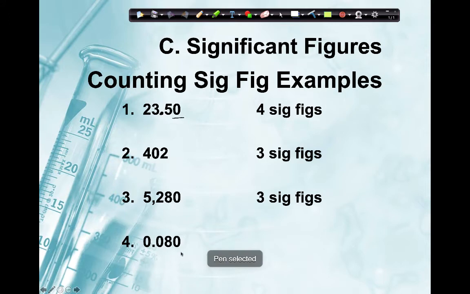Now, the next number, do I have leading zeros? Yes. So I have this one and this one. Okay, so even though it's behind the decimal point, it's still considered a leading 0. So those do not count. They're not significant. Do I have a trailing 0? Yes. But do I have a decimal point? Yes. So I have 2 significant figures.